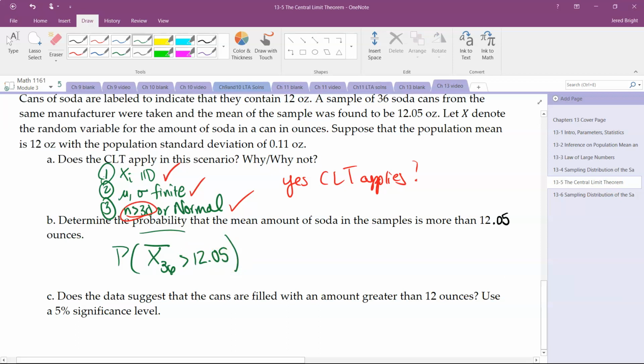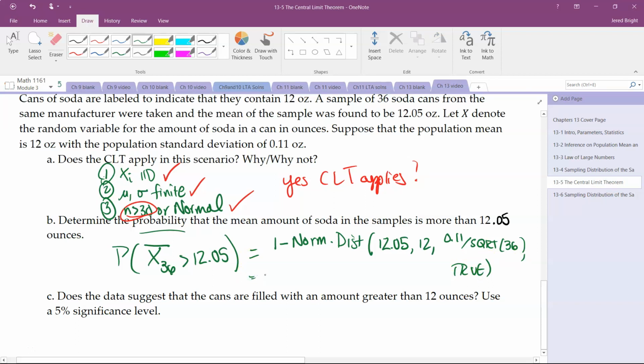Okay, so now to do this, again, this is the sampling distribution, so the CLT has to be used, and I said the CLT applies. So what I'm going to do here to calculate this is 1 minus norm dot dist of the value of interest, so 12.05, comma, 12, comma, the standard deviation, so 0.11, divided by square root of 36, or just 6. And then, oops, I'm running out of room, true, and I'll get an answer.